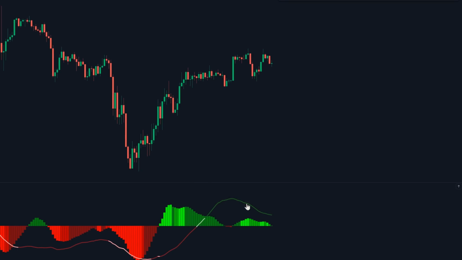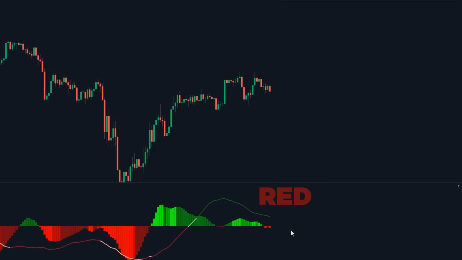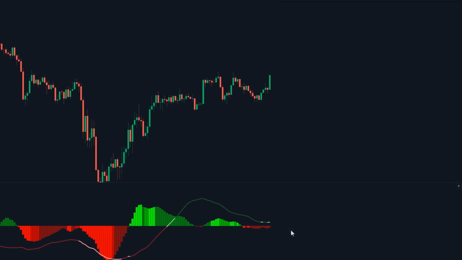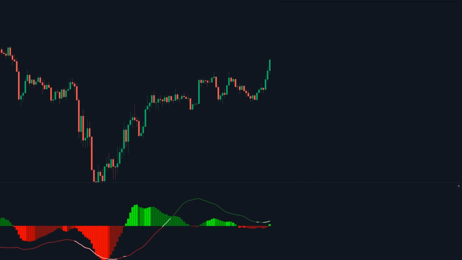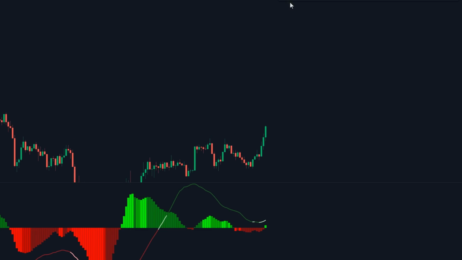You want to have it be colored green like it is right here, and then you want the histogram to change color from green to red to indicate that the market is in a pullback. After the pullback, you want it to change color back to green to indicate the end of the pullback. At the end of the pullback, this oscillator should be colored bright green like it is right here. After all these conditions are met, you enter a long position.